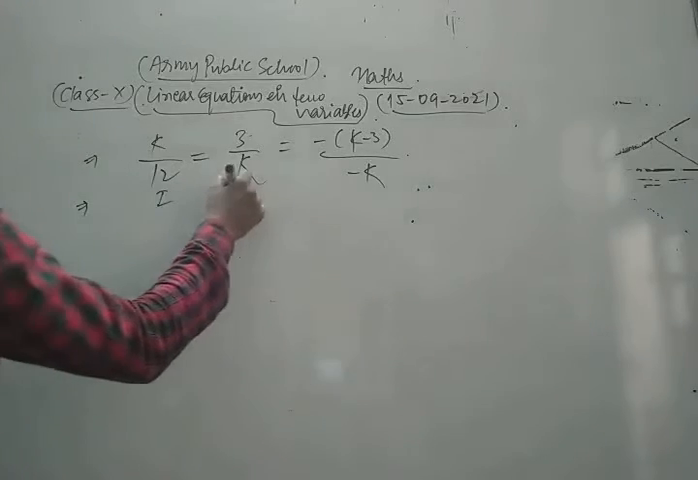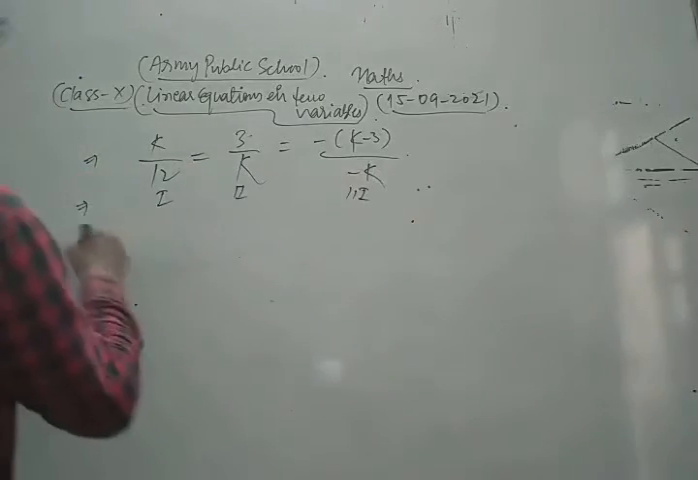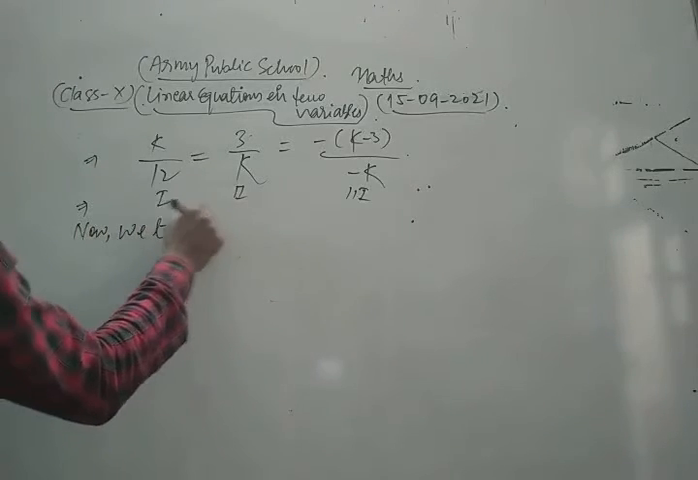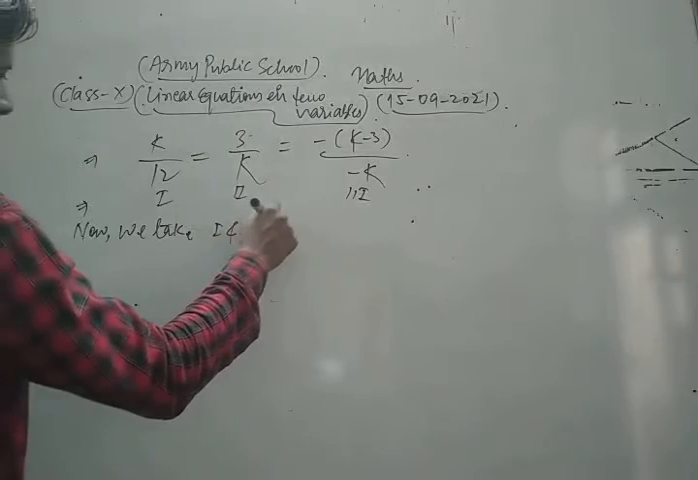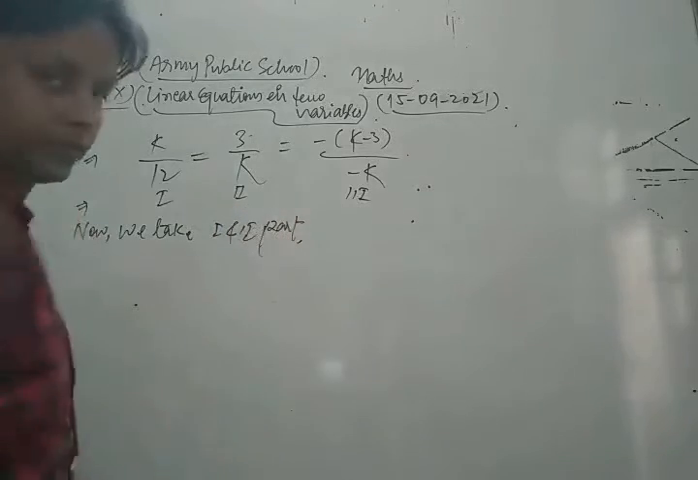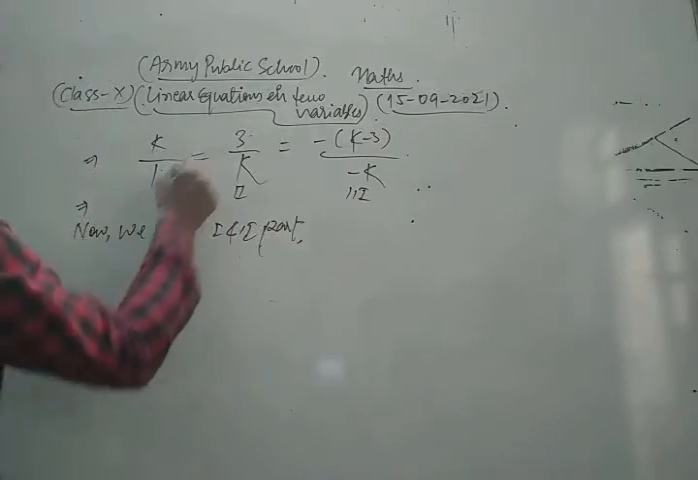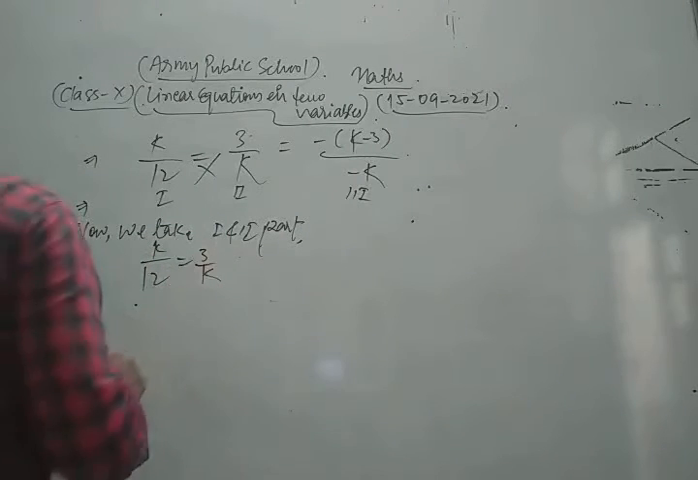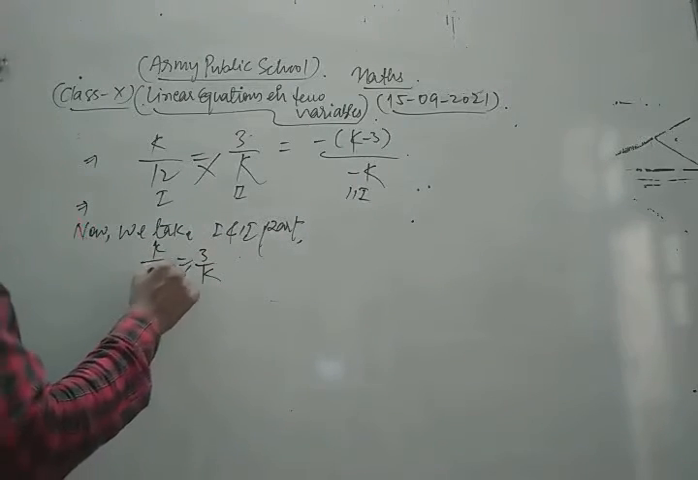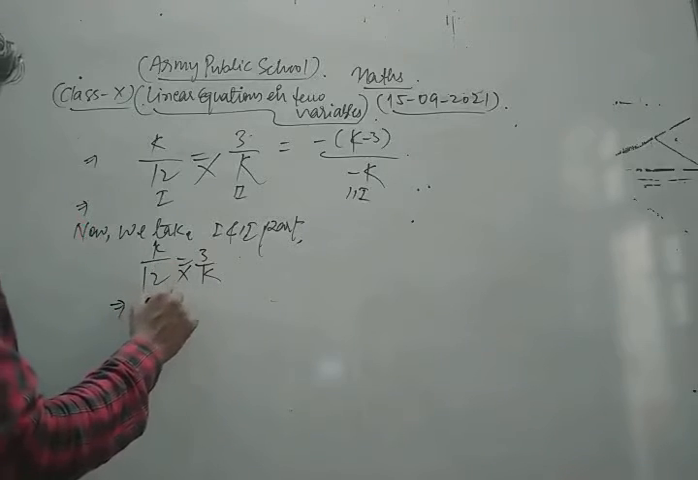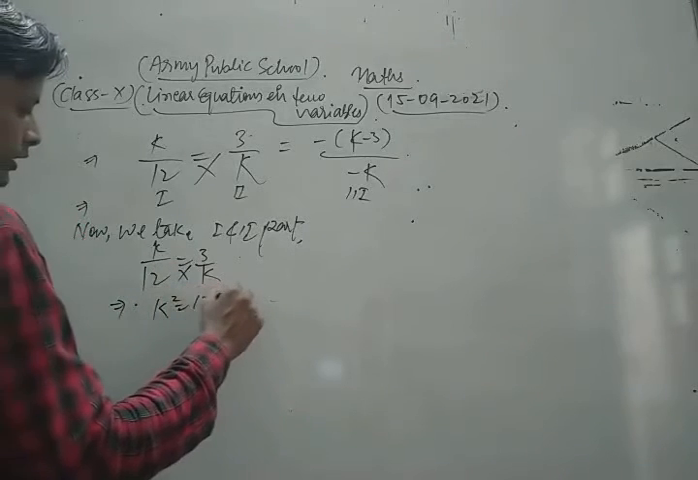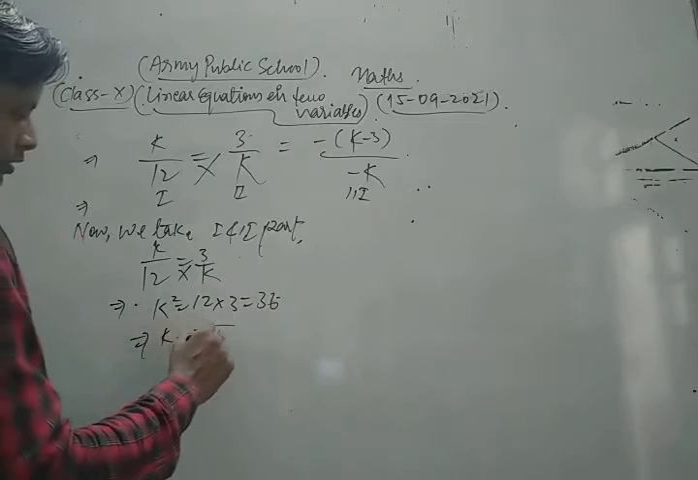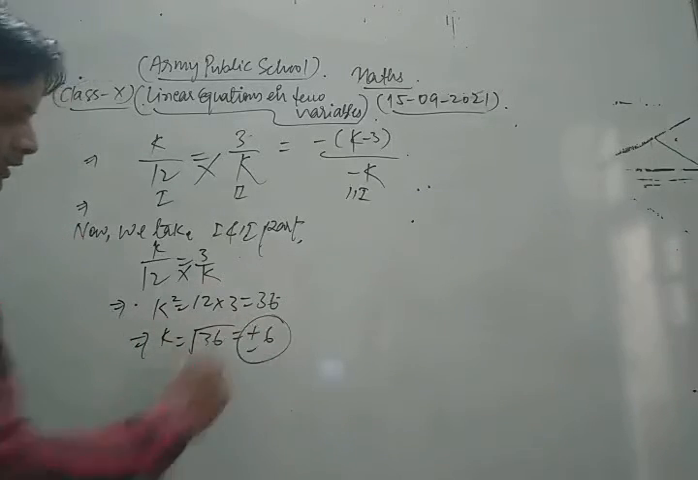Now this is the first part, this is the second part. Now we take the first and second parts. So we get k upon 12 is equal to 3 upon k. So we do the cross multiplication. This is k square is equal to 12 into 3, that is 36. So k is equal to square root of 36, plus minus 6.